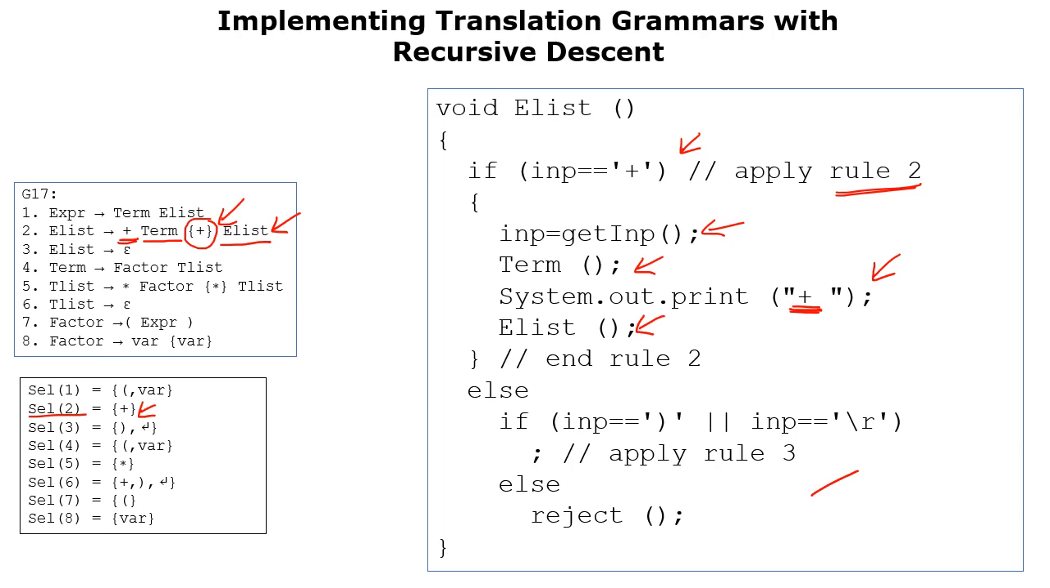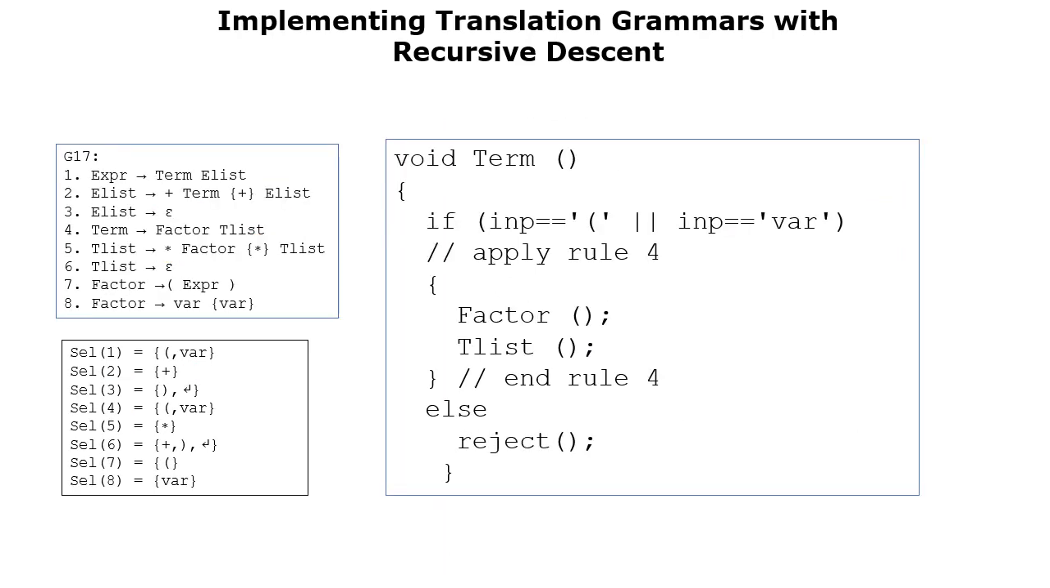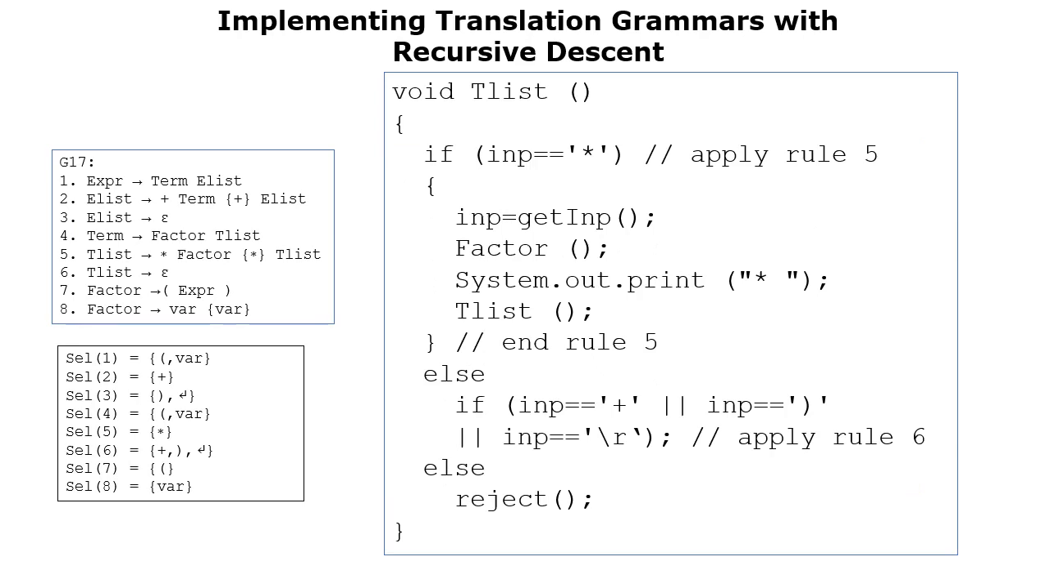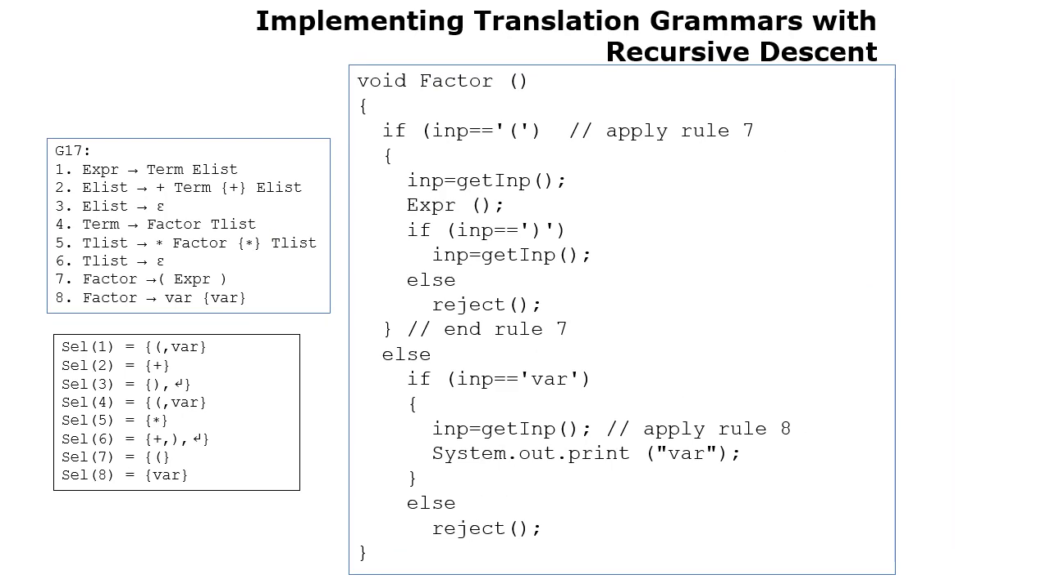Now let's take a look at the next method. The term method does not have an action symbol inside rule number 4, so we're going to skip this very quickly. The next method is the tlist method. Non-terminal tlist is derived by rules 5 and 6, and rule number 5 has an action symbol inside of it. Just like in the previous elist method, we handle this particular action symbol by printing the symbol out: system.out.print multiply. Okay, and then the next method is the factor method.